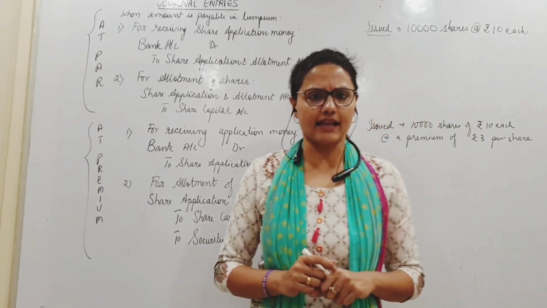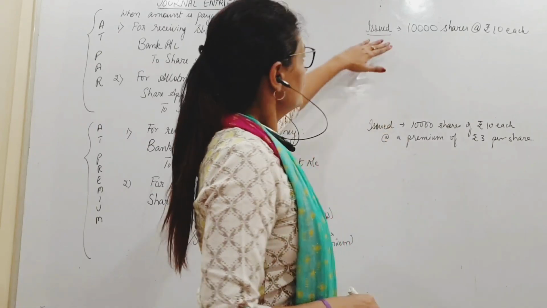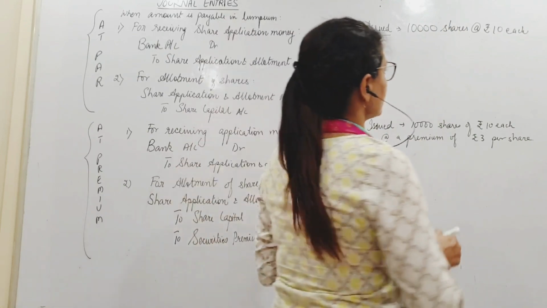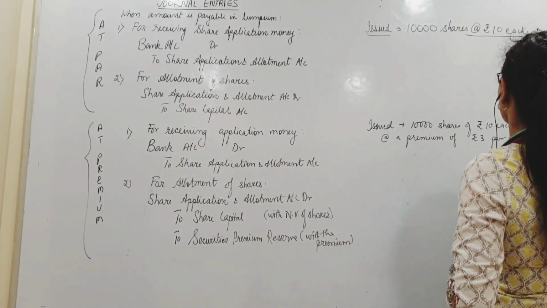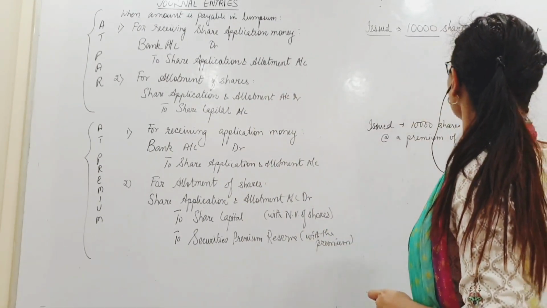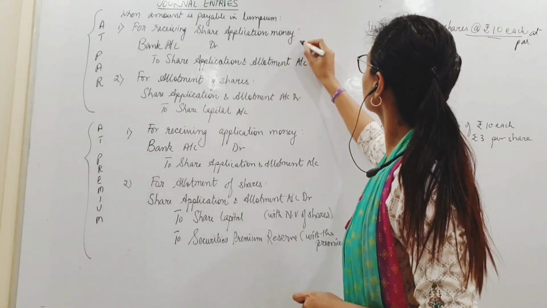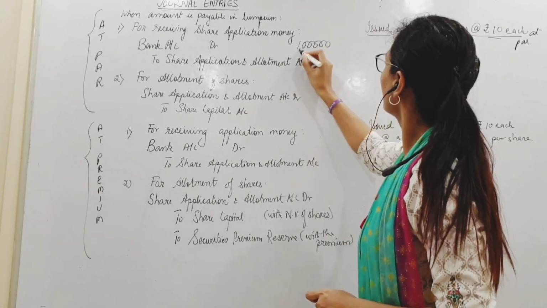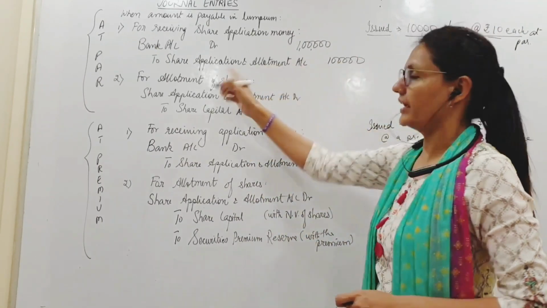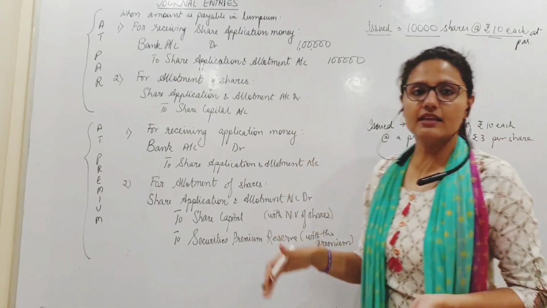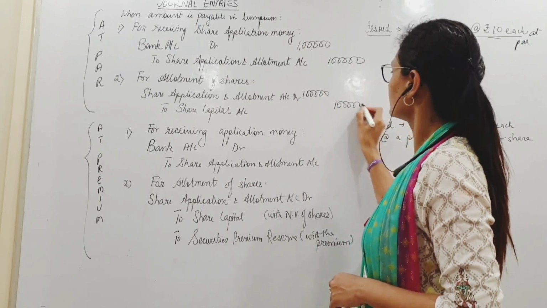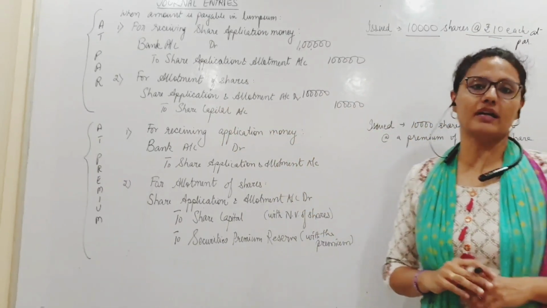Alright? We'll take a small example so that the amounts are also clear to you. First case, at par: issued 10,000 shares of 10 each, meaning at par. So at par, how much would I have received? 10,000 shares into 10, that comes to 1 lakh rupees. I would have credited that amount to share application and allotment, and that is the nominal amount of the share capital. So share capital is being credited with 1 lakh.